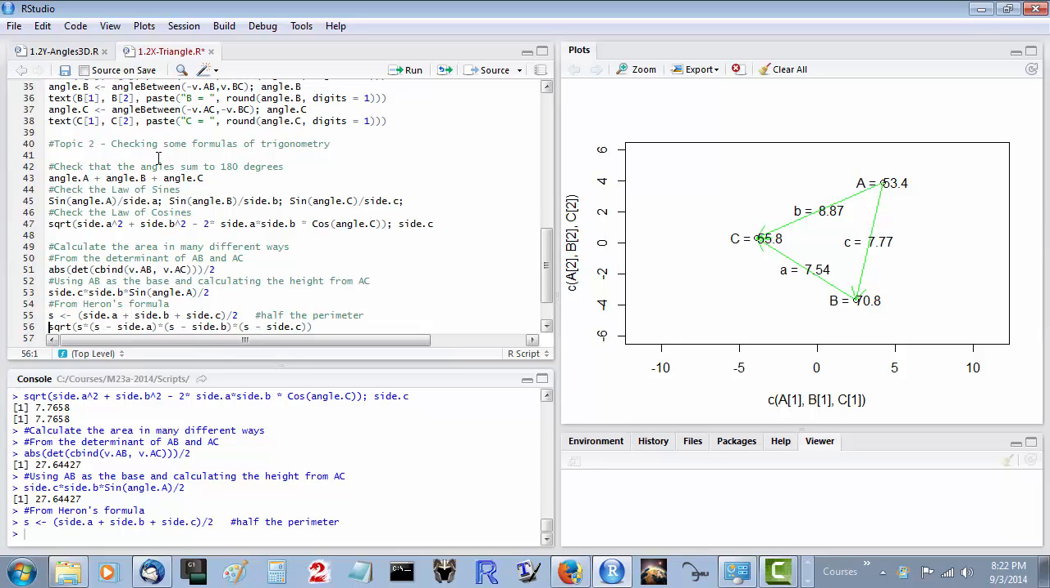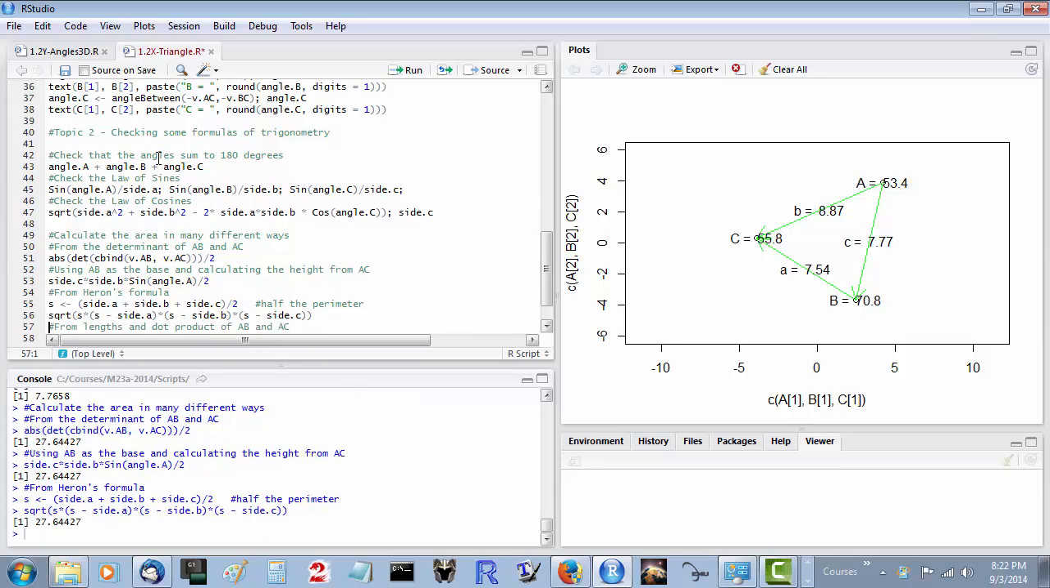You need to start with half the perimeter and then take that times half the perimeter minus the first side, times half the perimeter minus the second side, times half the perimeter minus the third side. That product has the dimensions of the 4th power of the length. Take the square root, it has the dimensions of area, and it is indeed the area.